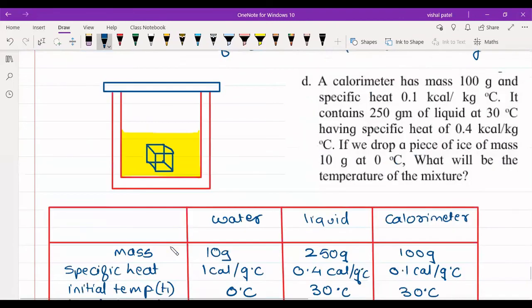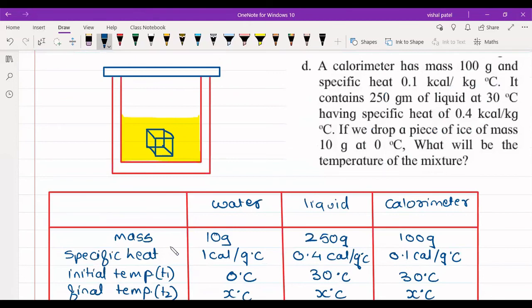Now, students, the last sum. I want all of you to read the sum very carefully, and then we will start with the sum. Same thing as what we did. I have a calorimeter of mass 100 grams. Specific heat is given. In a container, there is a liquid. Students, that liquid I'm showing here. This is that liquid. Then what we're doing, students, we are dropping a piece of ice, which is 10 grams at 0 degrees Celsius. You can see the figure.